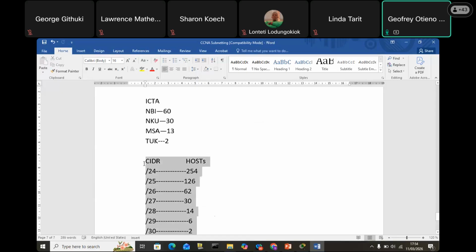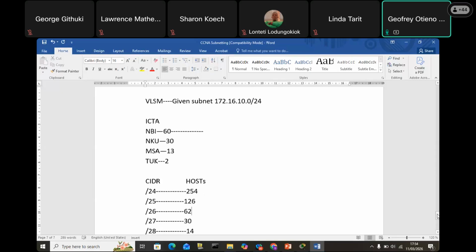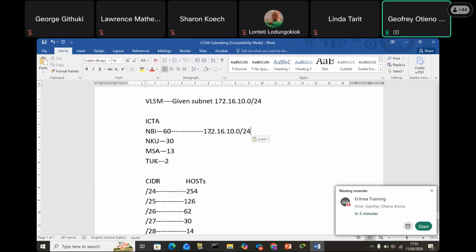You're good to go, starting now, assigning to each of the ICTA branches that we have mentioned up here the number of subnets that we're supposed to have. So don't forget, guys, you have been given a starting point, and your starting point is this. So basically what you need to do is use that starting point.